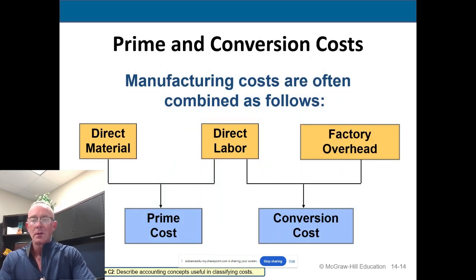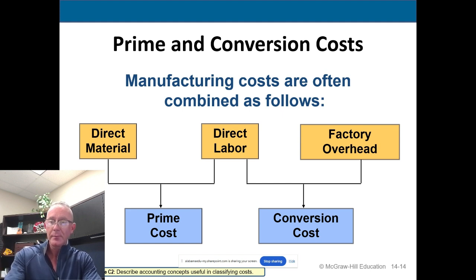All right. So prime cost versus conversion cost. The prime cost is things that are primary to our business model. These are things that actually go into the actual product. They're primary to the product that we have. So we have to have direct material and direct labor. That's what goes into the product. Factory overhead and some of our direct labor may be a conversion cost.